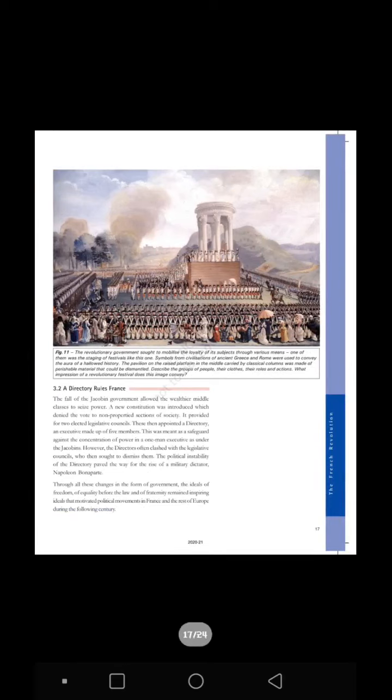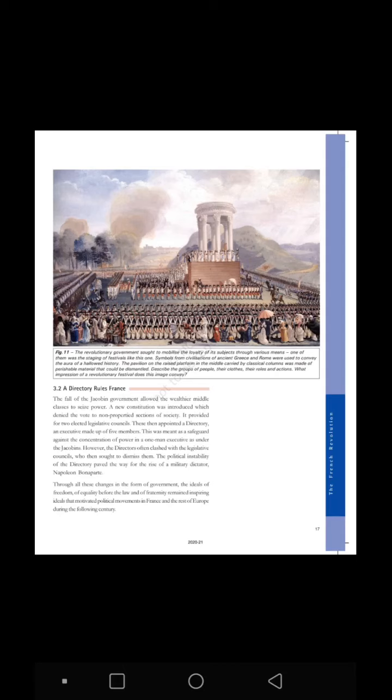Take a look at figure 11. The revolutionary government sought to mobilize the loyalty of its subjects through various means. One of them was the staging of festivals like this one. Symbols from the civilization of ancient Greece and Rome were used to convey the aura of a hallowed history. The pavilion on the raised platform in the middle, carried by classical columns, was made of perishable material that could be dismantled.